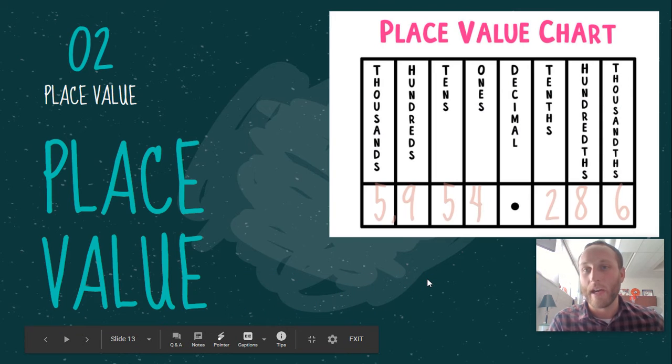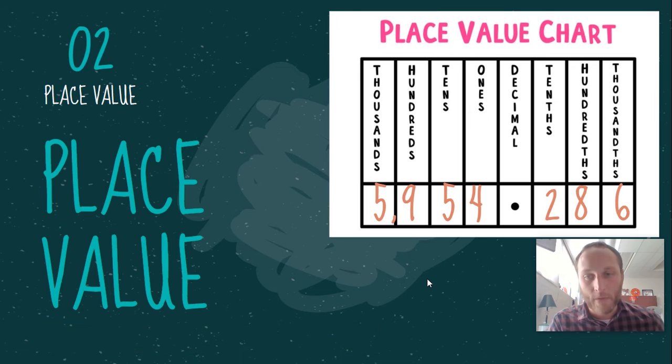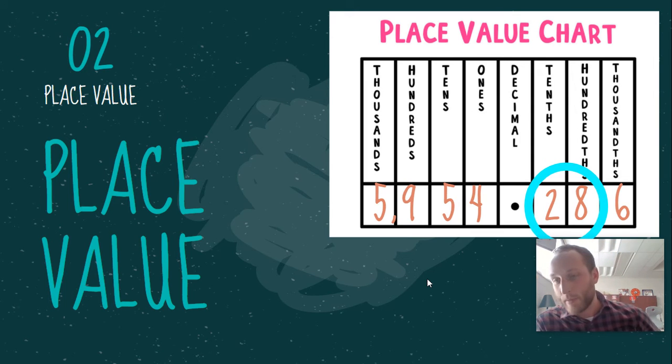So now I want you to try. If I were to give you a number like 5,954 and 286 thousandths, I want you to tell me what the different parts would be. So if I circled 2.8 in this problem, so 0.28, how would you put that as a fraction?